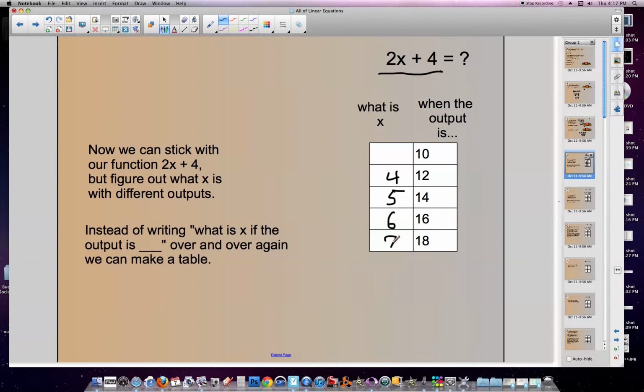And using that same pattern, 7 to 6, 6 to 5, 5 to 4, I'm going to guess this is 3. Let's find out. What's 2 times 3? That's 6. Plus 4, that's 10. Yeah. So we've now created a table.